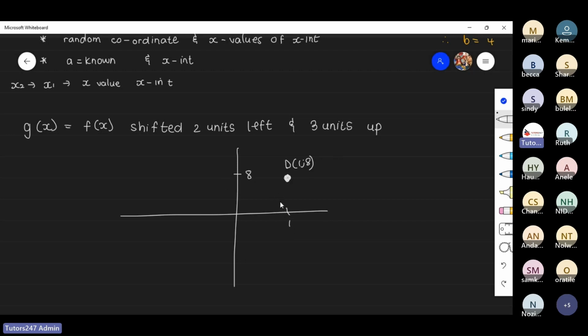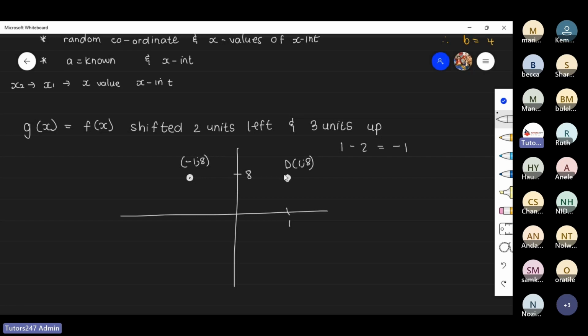If we were to shift D 2 units to the left, when we shift to the left, we are looking at horizontal motion. So we look at our x value. If you shift from 1, you shift 2 units left. All you need to do is 1 minus 2. That is going to give you negative 1. So once we shift this 2 units to the left, we will then have a coordinate of negative 1 and 8.